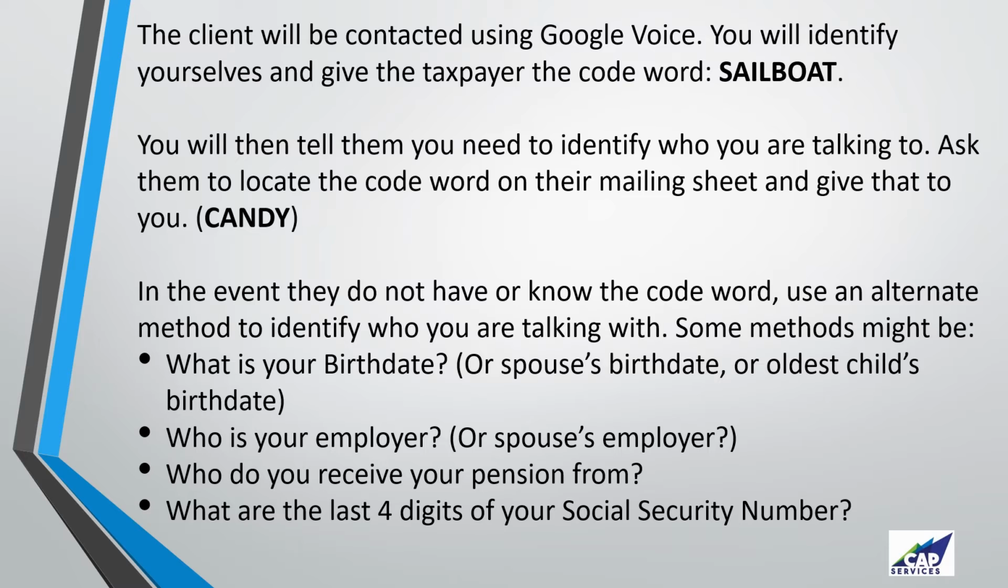In the event they do not have or know the code word, use an alternate method to identify who you are talking with. Some methods might be, what is your birth date, or the spouse's or your oldest child's birthday? Who is your employer, or the spouse's employer? Who do you receive your pension from? What are the last 4 digits of your Social Security number?